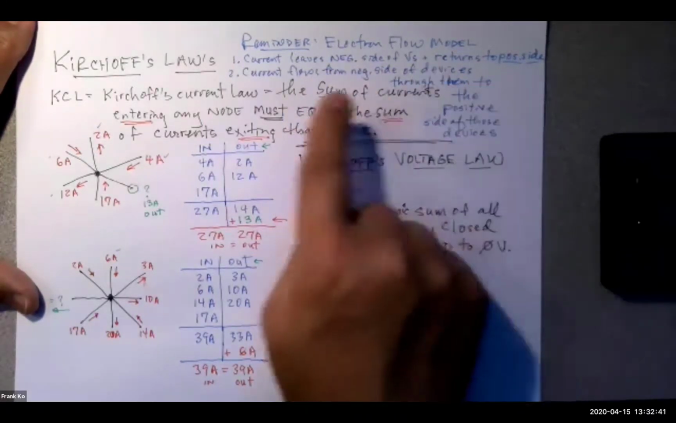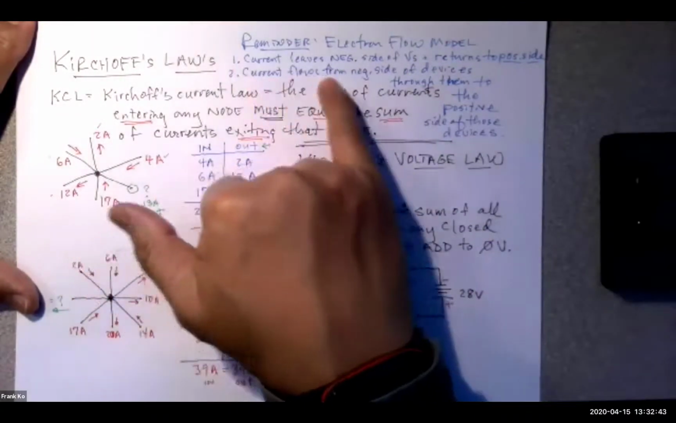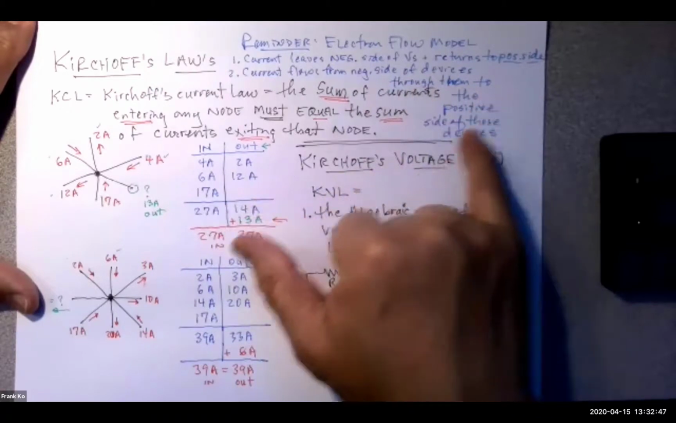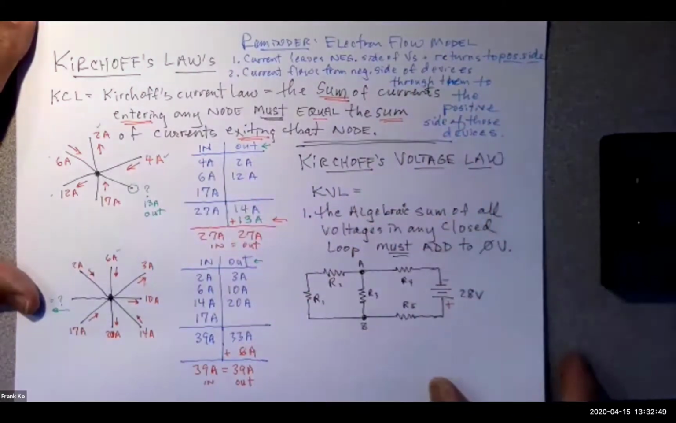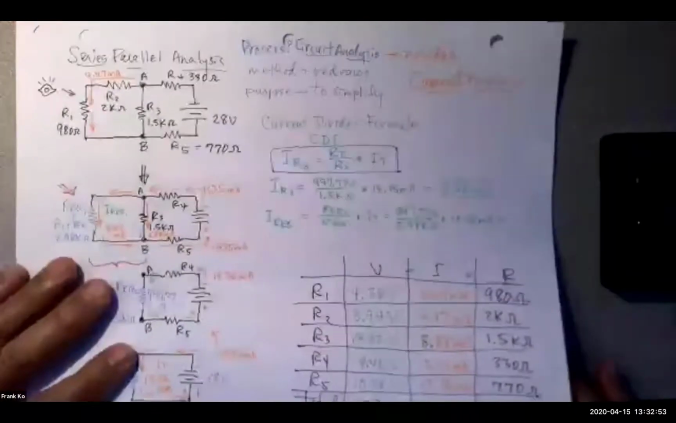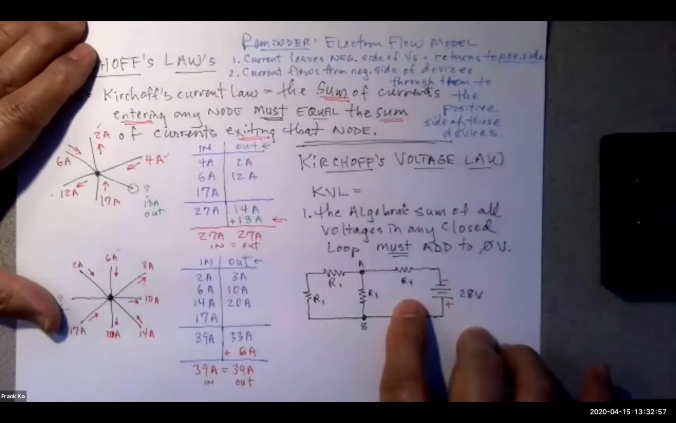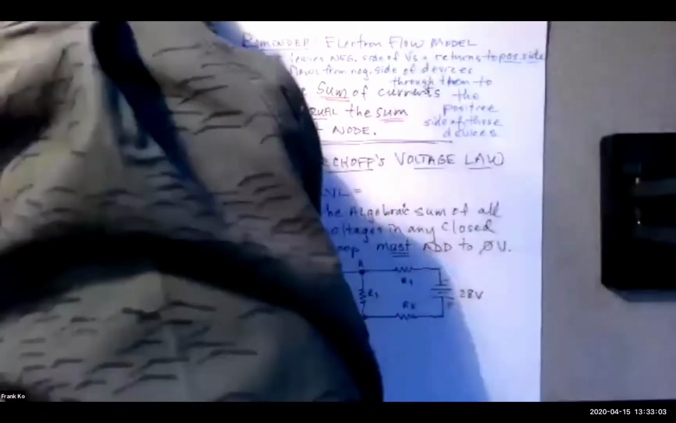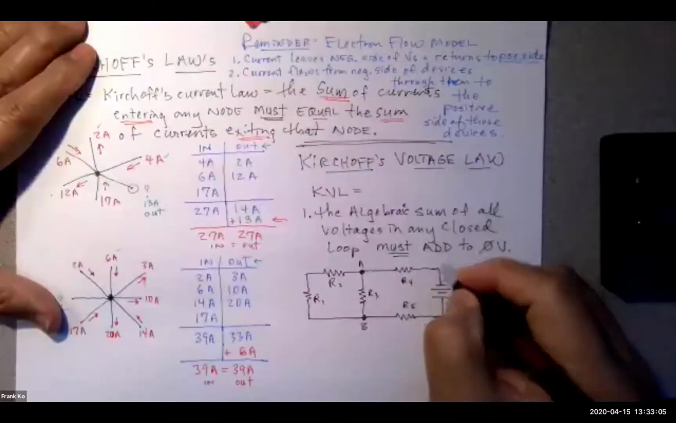So that being said, the key word here is current flows from the negative side of these devices through them to the positive side of these devices. So take a look at, well, let's go ahead and take a look at this circuit here. Can we go ahead and start drawing our arrows for current flow and then also fill in the polarities?